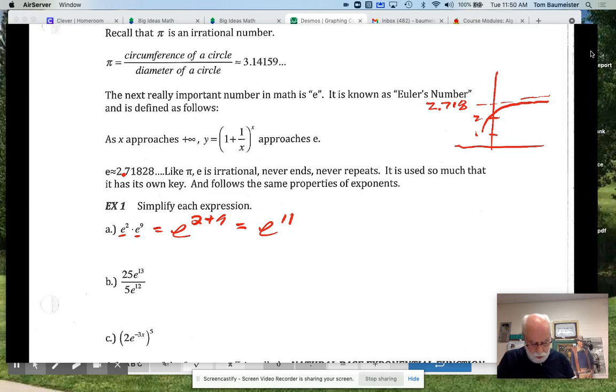On the second one, you have 25e to the 13th over 5e to the 12th. So remember, on this one here, I'm going to take the numbers and divide them. 25 divided by 5 would be 5, so that would be on top. And then our rule is when the bases are the same and I'm dividing, I subtract the exponents. We know that 13 minus 12 is 1. We usually don't put the first power there, so we would just put e.